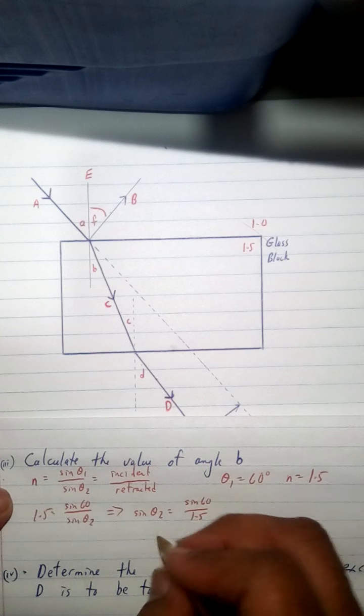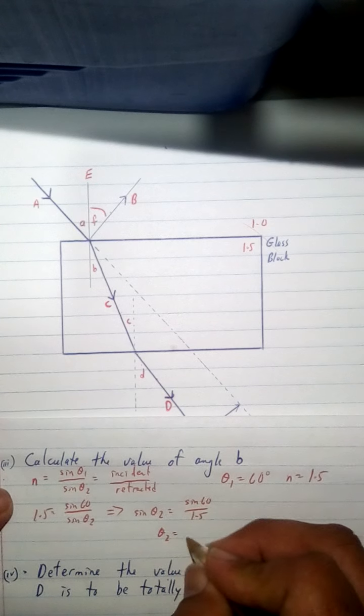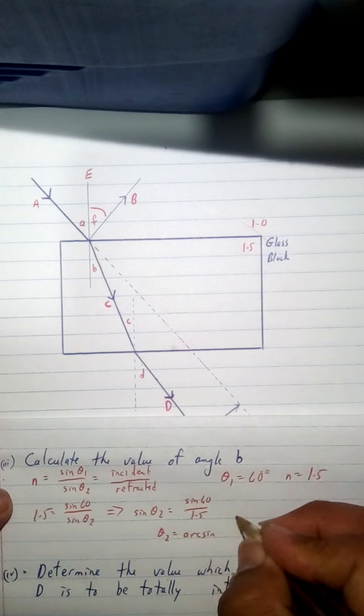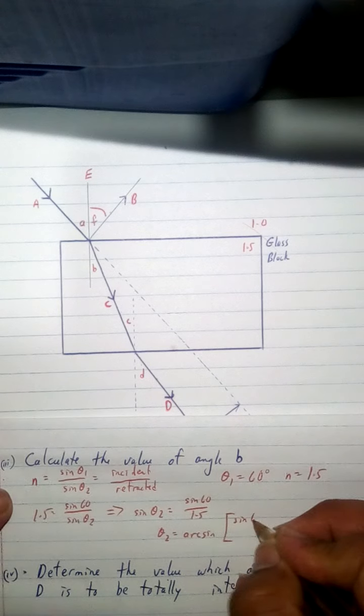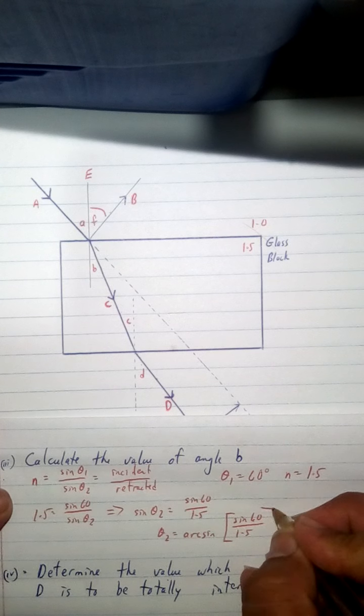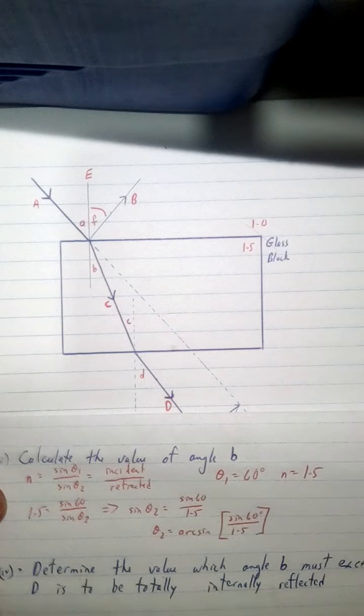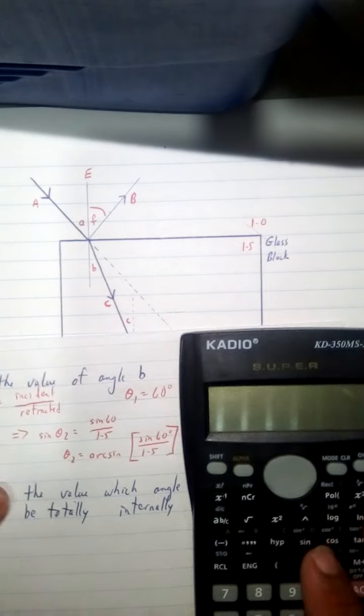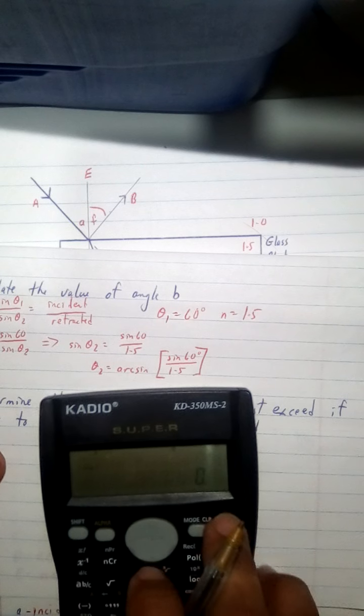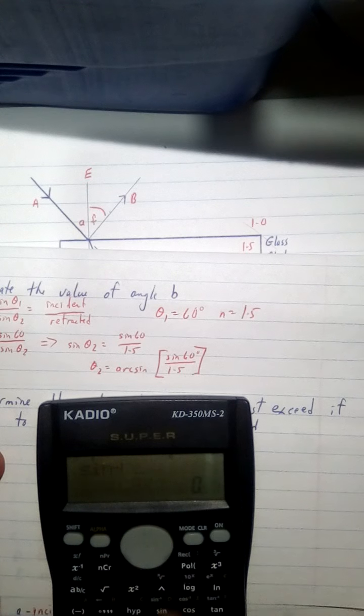Okay, and then when we rearrange this, we end up with angle 2 equals the arc sine of sine 60 over 1.5. Because you are using a scientific calculator, you can take that problem and work it out in one operation. So let's do that. I'm going to turn this on, and I want the inverse sine, open bracket, again, because I want to make sure sine 60 goes separate, of sine 60, close bracket, divided by 1.5.